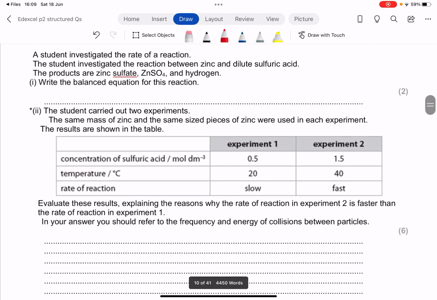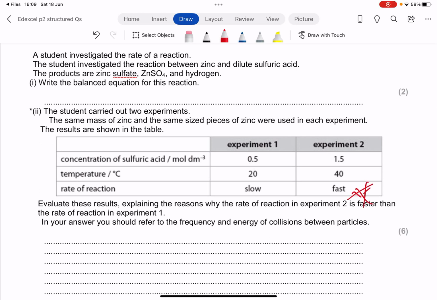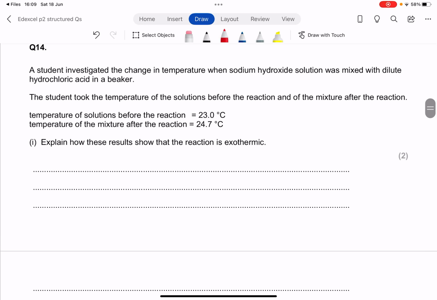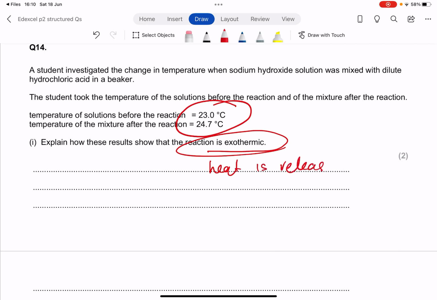This question again is repeated as one we've done up there. Those of you who are my students, I've already emailed this to you, so you can have a look at this. Explain how the results show a reaction is exothermic. So heat change is mentioned. Well, the temperature has gone up. If the temperature increases, then that reaction is exothermic because heat is released. 1 mark: temperature's gone up, heat is released.